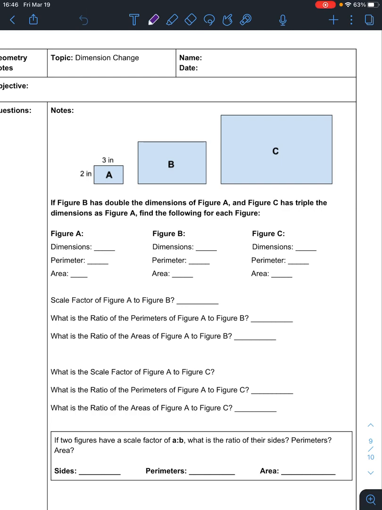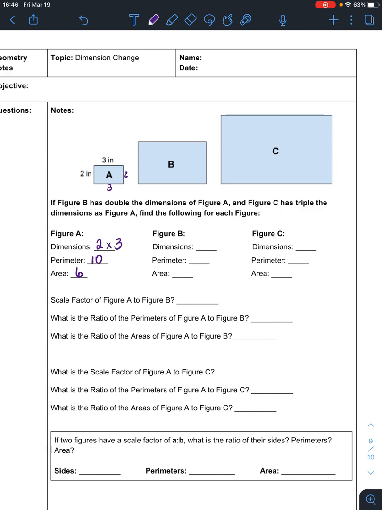If you look at figure A, the dimensions of figure A are 2 by 3. The perimeter, remember how to find the perimeter, it would be 2 times 2 and 2 times 3. So the perimeter would be 10. And the area of that shape would be base times height, which would be 2 times 3, so the area is 6. So now let's look at what happens.